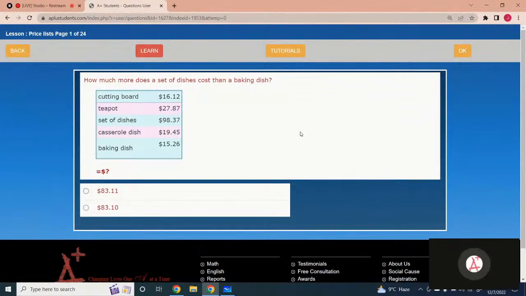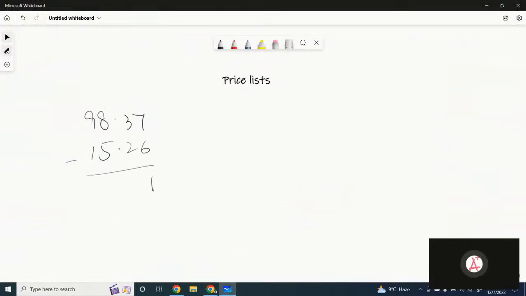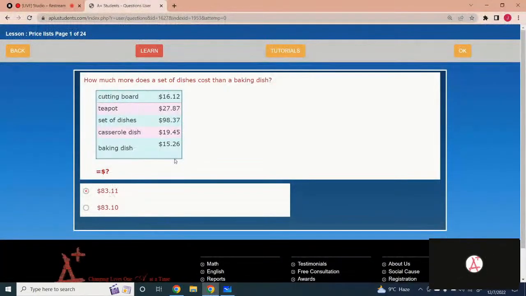Okay, how much more money does a set of dishes cost than a baking dish? The baking dish costs 15.26 and the set of dishes costs 98.37. You have to calculate how much more the set of dishes costs than the baking dish. So subtract the value of the baking dish out of the set of dishes. Got it? You have to do 98.37 subtract 15.26. It would be 7 subtract 6 is 1, 3 subtract 2 is 1, 8 subtract 5 is 3, and 9 subtract 1 is 8. It would be 83.11. Very good. So just select the correct option and click on the OK button.